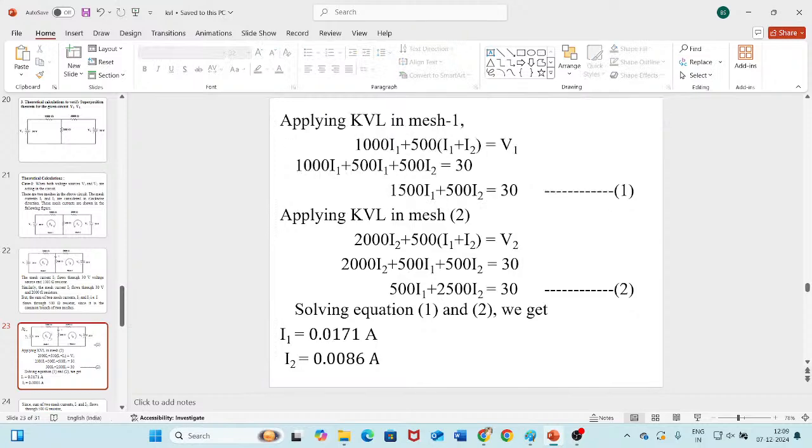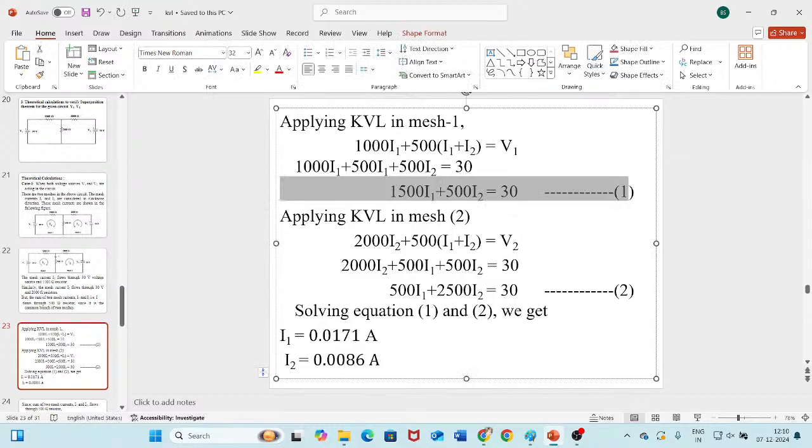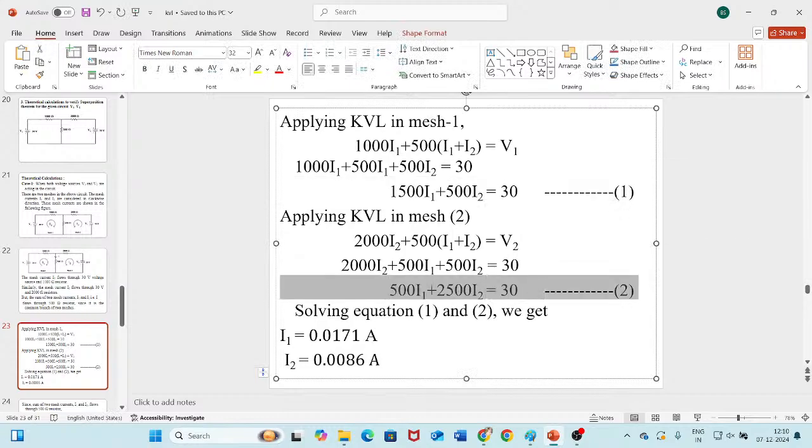I will delete this circuit now. So we have got two equations, equation 1 and equation 2. Solve equations 1 and 2 using your calculator. No need to do it manually. If you have a scientific calculator, you can directly substitute these equations and you will get the values. So the values are I1 equal to 0.0171 amperes and I2 is 0.0086 amperes.